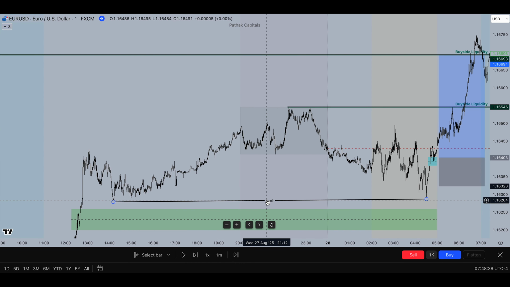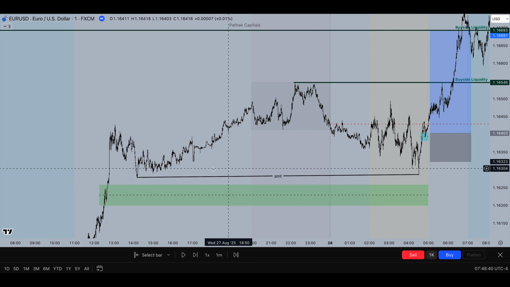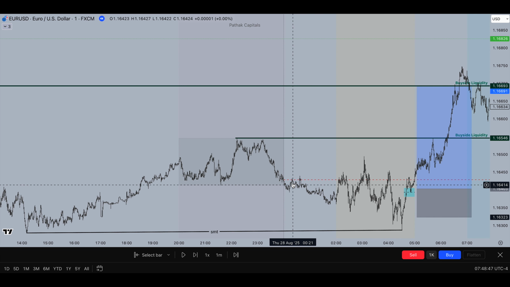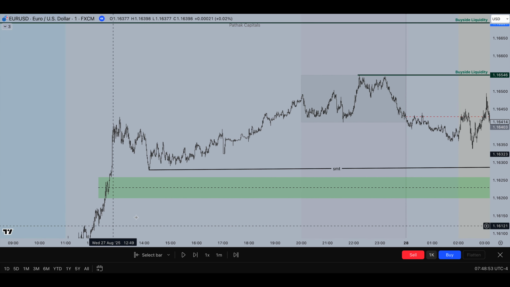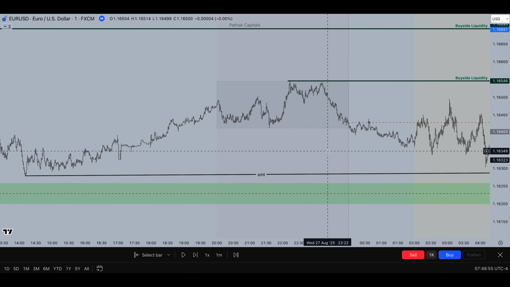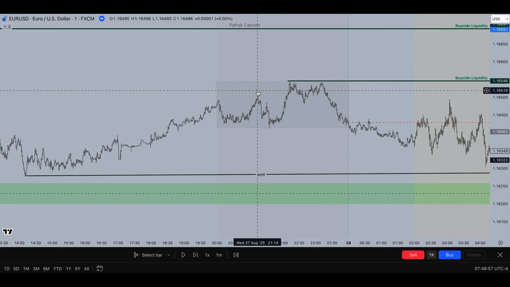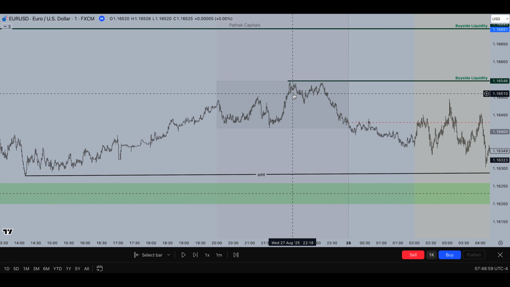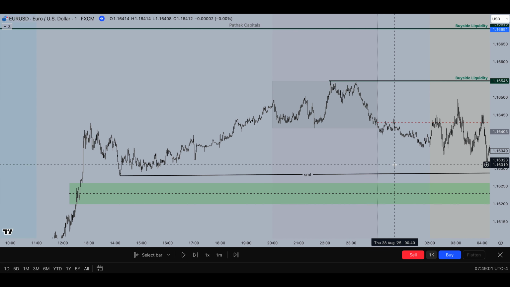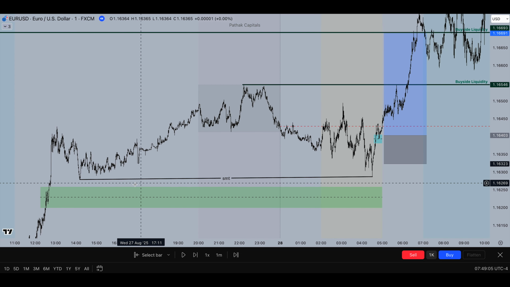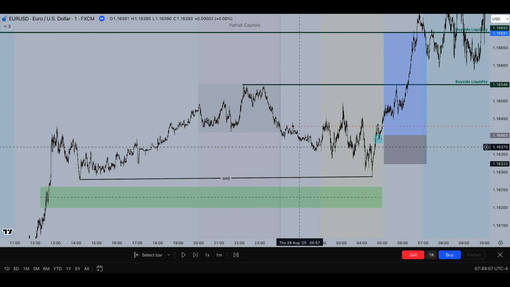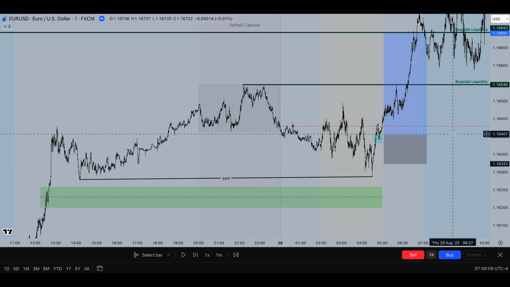Do not complicate SMTs. Only use them with your bias because there could be several other SMTs in here, everywhere. SMTs are everywhere if you look for it. But that's the point. If you look for it in the wrong places, you're going to get stopped out. SMTs are only good if you know the direction. That will just help you in choosing which pair to take the trade on.